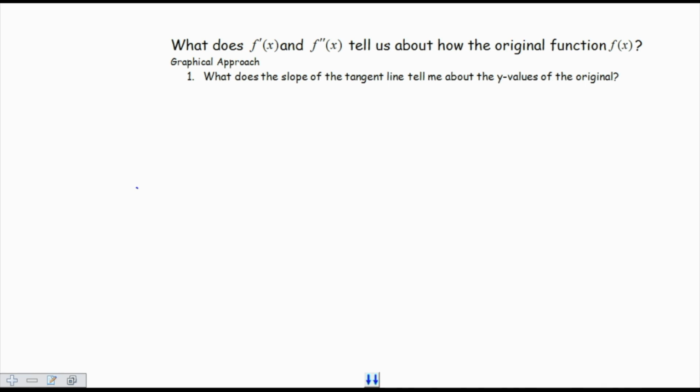And we're going to talk a lot about f prime, who we have called the slope of the tangent line, the derivative, dy dx, f prime of x. We've talked about instantaneous rate of change. And so we're going to talk about the first and the second derivative and how they all relate to each other with the original. Okay?